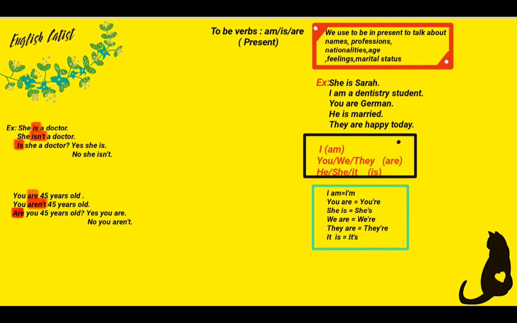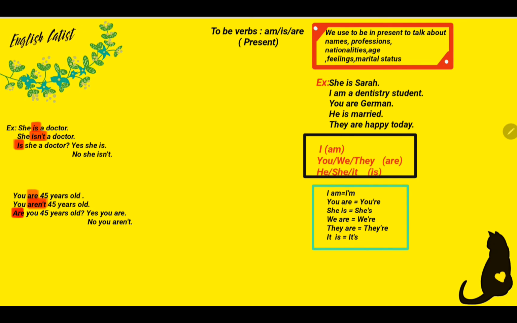Today we are going to talk about to-be verbs in present tense. As you know, we have three to-be verbs for this tense: am, is, and are. We use am for the I subject. We use are for you, we, they. And we use is for he, she, and it. Like I am, you are, we are, they are, he is, she is, it is.